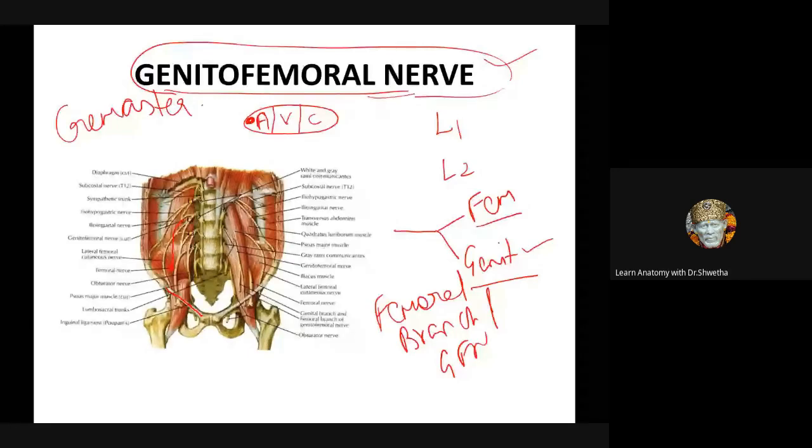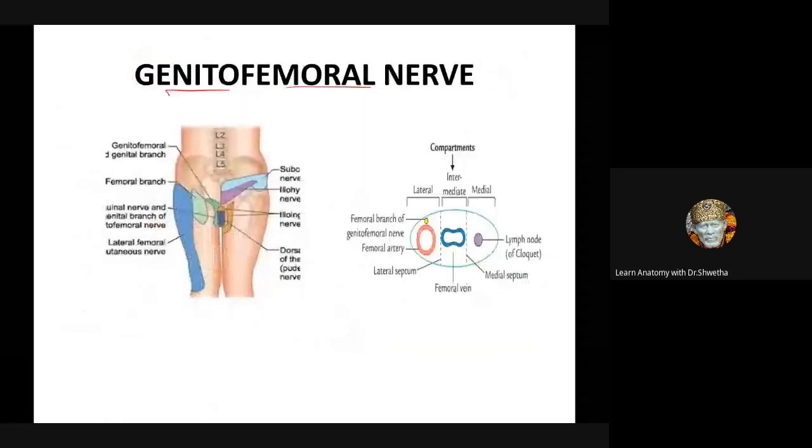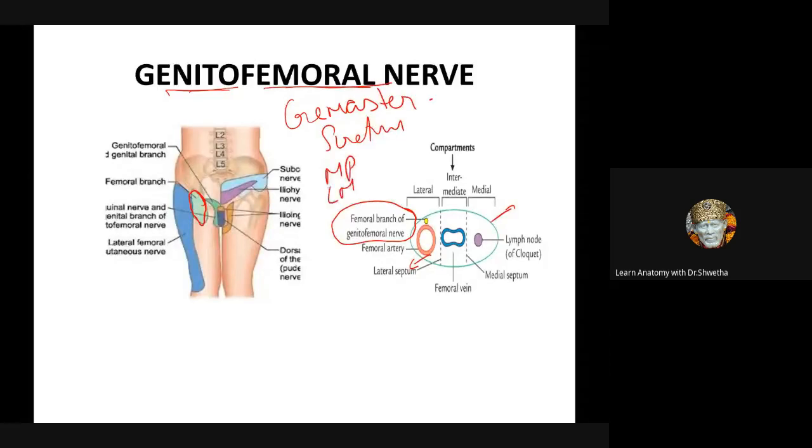See here, genitofemoral nerve divides into two components: the genital branch of genitofemoral nerve and the femoral branch of the genitofemoral nerve. The femoral branch was in the lateral compartment of the femoral sheath. Now, what did the femoral branch supply? It supplied the upper and the front aspect of the femoral triangle, whereas the genital branch will supply a muscle called cremaster in males, and also the skin of the scrotum. In females, it will supply skin of the mons pubis and labia majora. Okay, so that is about the genitofemoral nerve.